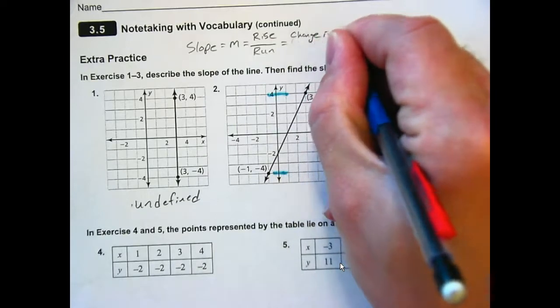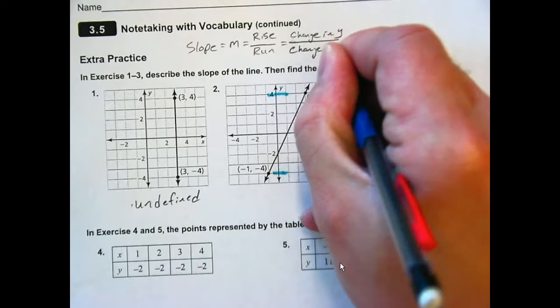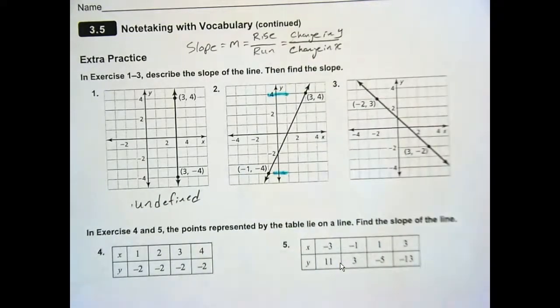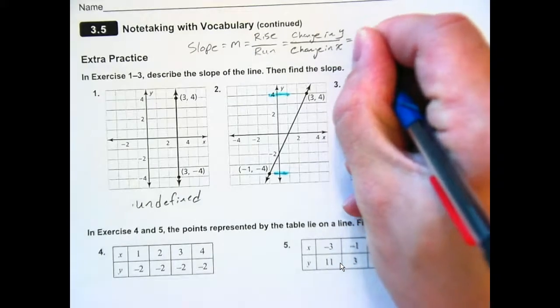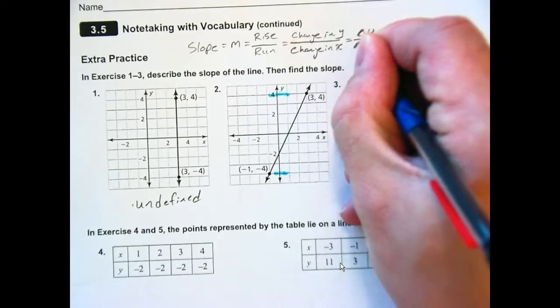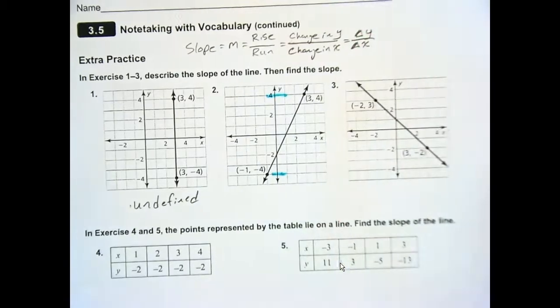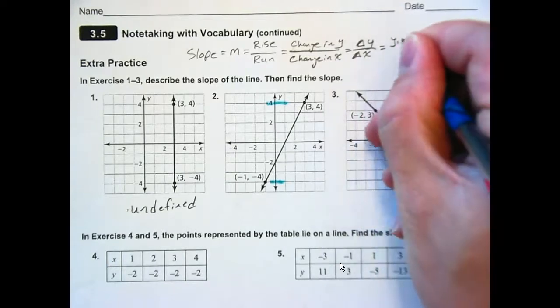Over change in X, which is what rise over run is. And I'm going to focus in on that change in Y over change in X, because another way to write that is delta Y over delta X. Okay? And that's where they use this cool formula, Y2 minus Y1 over X2 minus X1.